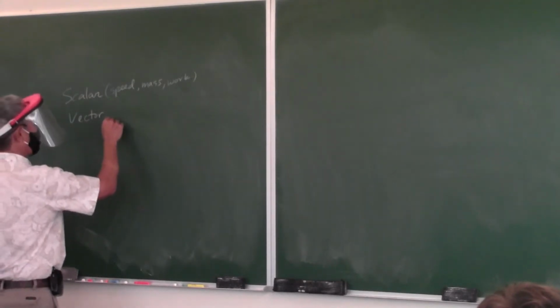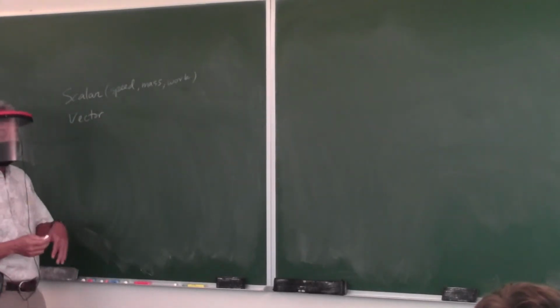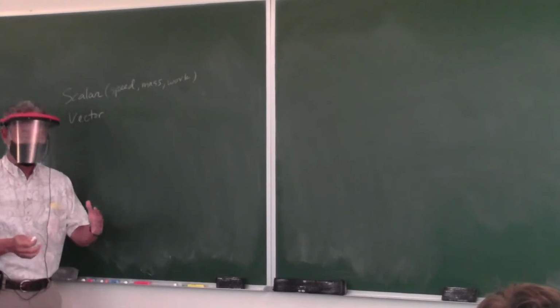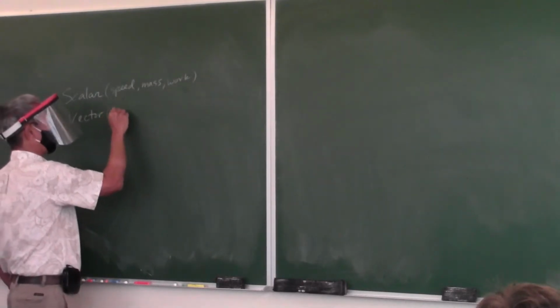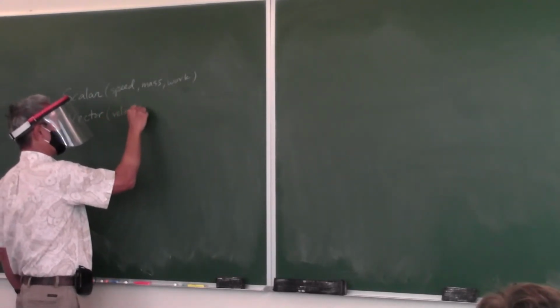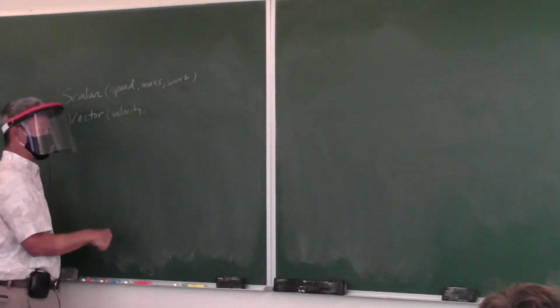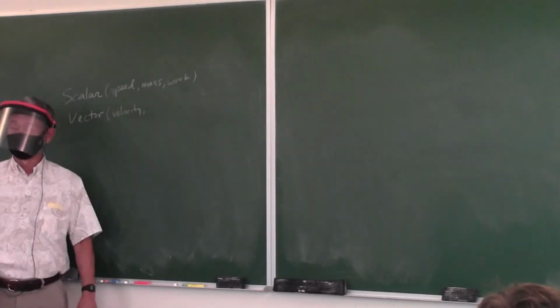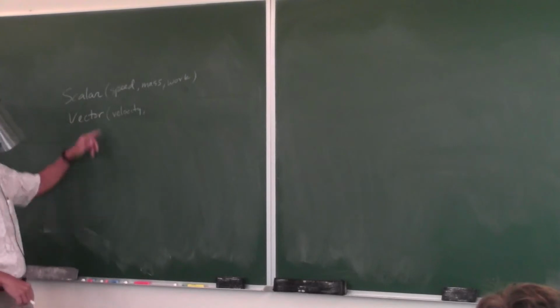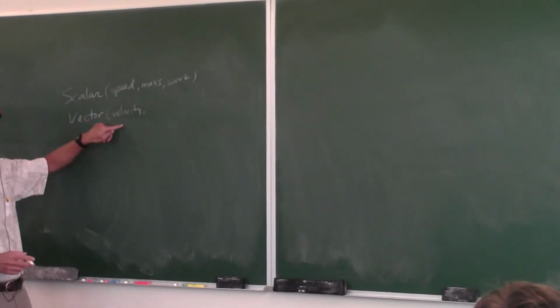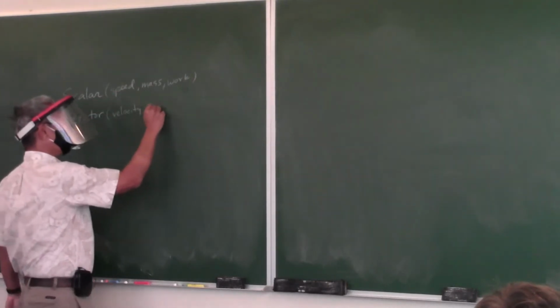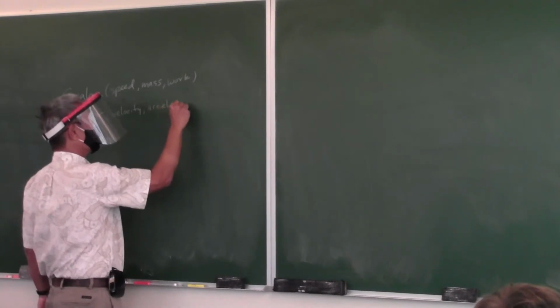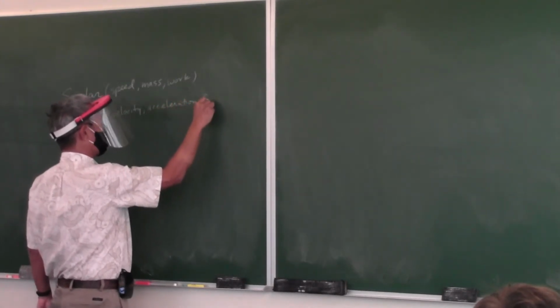What about vector quantity? A vector quantity has magnitude and direction. So we're talking about velocity, acceleration. Now what's the difference between velocity and speed? Some of you are wondering. Well, that's why you need to take physics. Speed is the magnitude of the velocity. Acceleration, which of course means force.